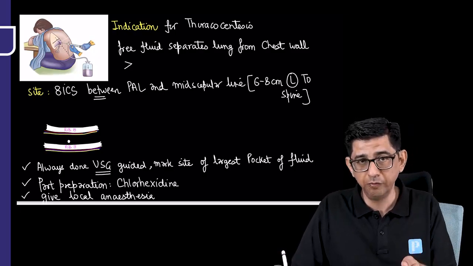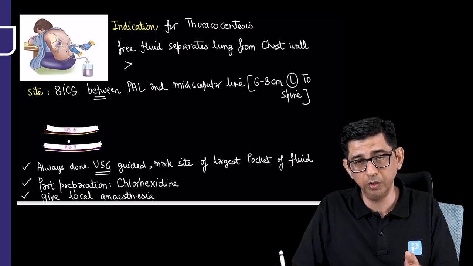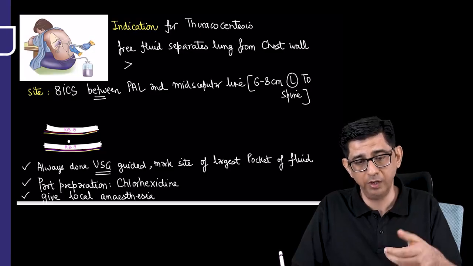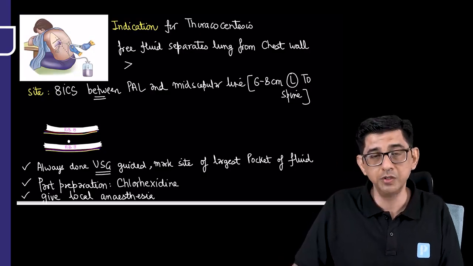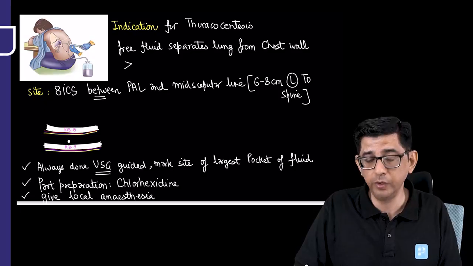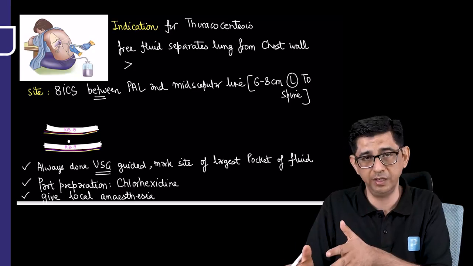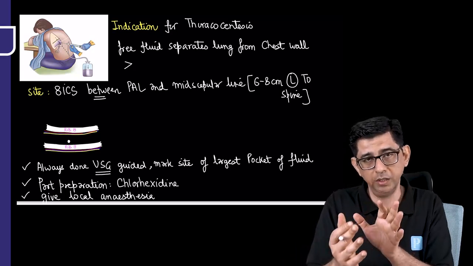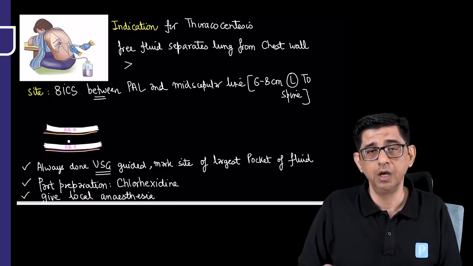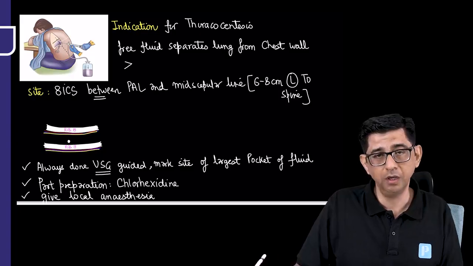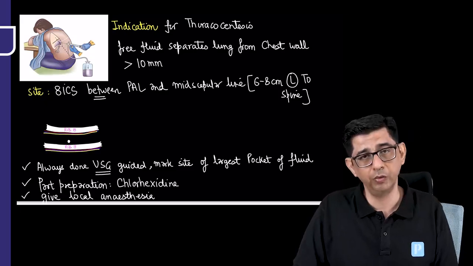If there's fluid in the pleural space, between the two pleura, that is visceral and the parietal pleura, it's going to push away the lung. Therefore, the radiological parameter to be remembered is free fluid separates the lung from the chest wall. See, there's pleural space and then after that is the lung, and between the two pleura is the fluid. So it's going to push away the lung. So the data to be remembered by you is, if the free fluid separates the lung from the chest wall by more than 10 millimeter, that is indication for thoracocentesis.